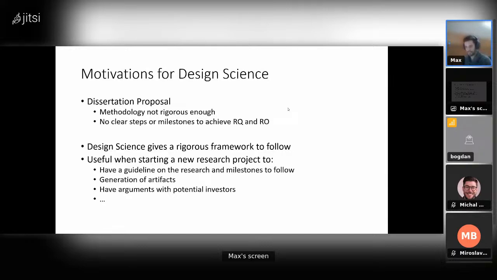Of course, the idea is really to generate a lot of artifacts that you can reuse later, to have some guideline on the research and milestones to follow. And on the other hand, for your potential investors or the stakeholders that will give you the money to perform your research project, you would have a very rigorous way to present your research project and show them why your project is worth it.